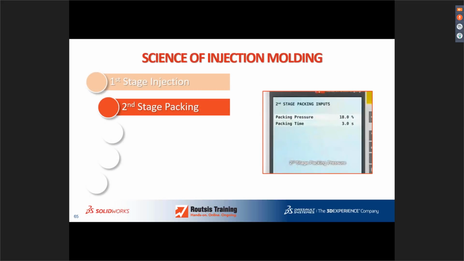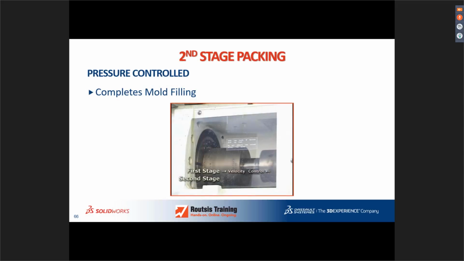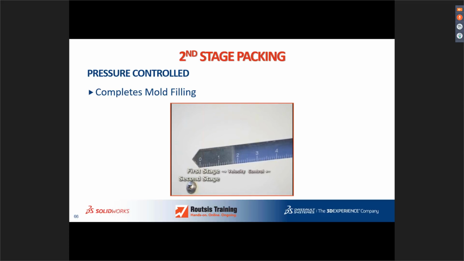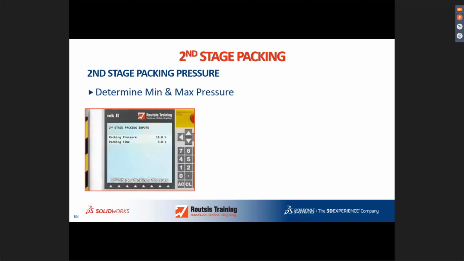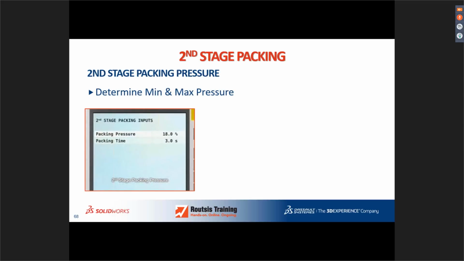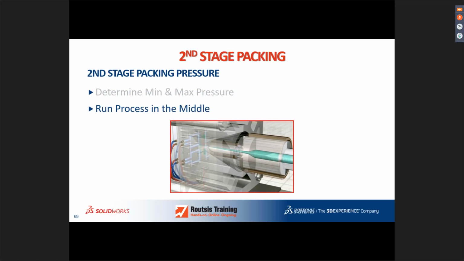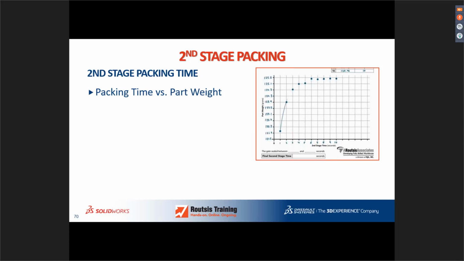Okay. Now, the second thing we have is what we call second stage packing. This completes the mold filling. This completes the last 5 to 10%. Okay, and this will compensate for shrinkage, because all plastics will shrink. All right. And here's where we need to determine maximum and minimum pressure, and we tend to run the process in the middle of this, but it's important that we establish that.